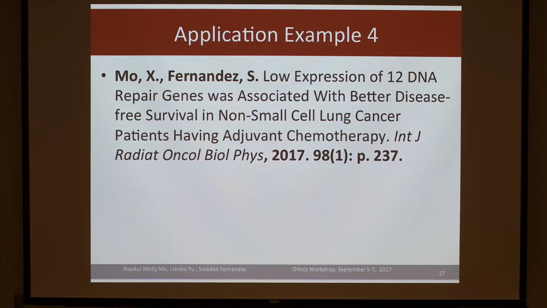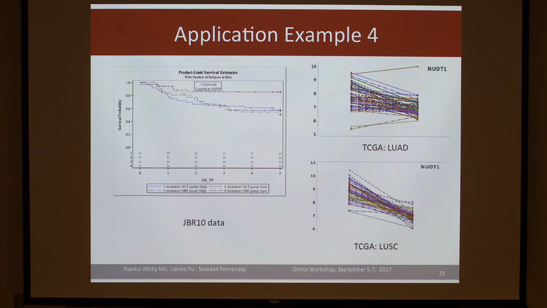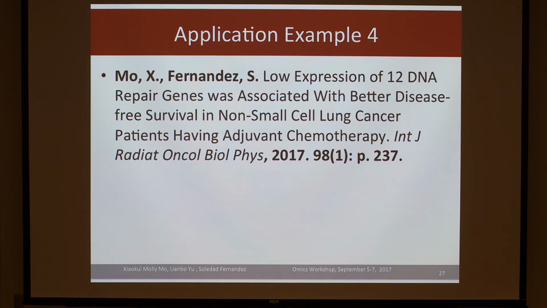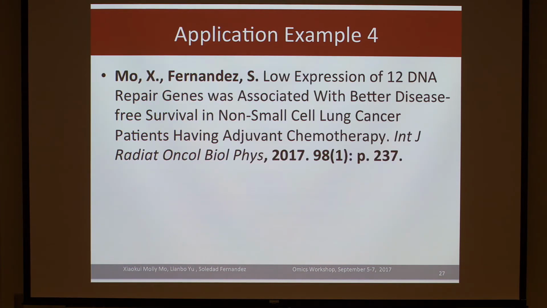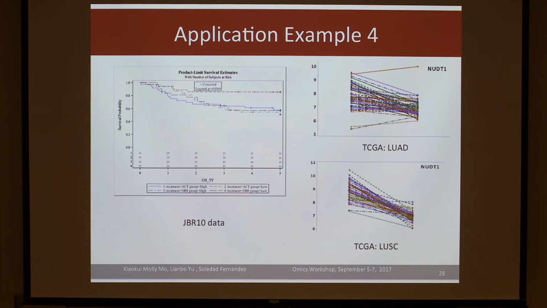So this is a GEO example. I downloaded it from the GEO website. That's a clinical trial study called JBR10. In this clinical trial, the patients had adjuvant chemotherapy after surgery. They are non-small cell lung cancer patients. There are 2 arms in this study.